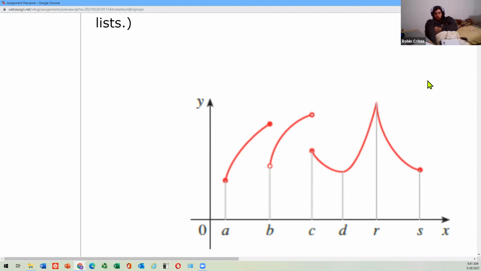Is R an asymptote? No, I think it's a cusp. It's like the top of a house, right? It's not a vertical asymptote where they never meet. I'm assuming that it does meet at a funny cross, right? So it's still okay. So that's why R is an absolute max then, isn't it?